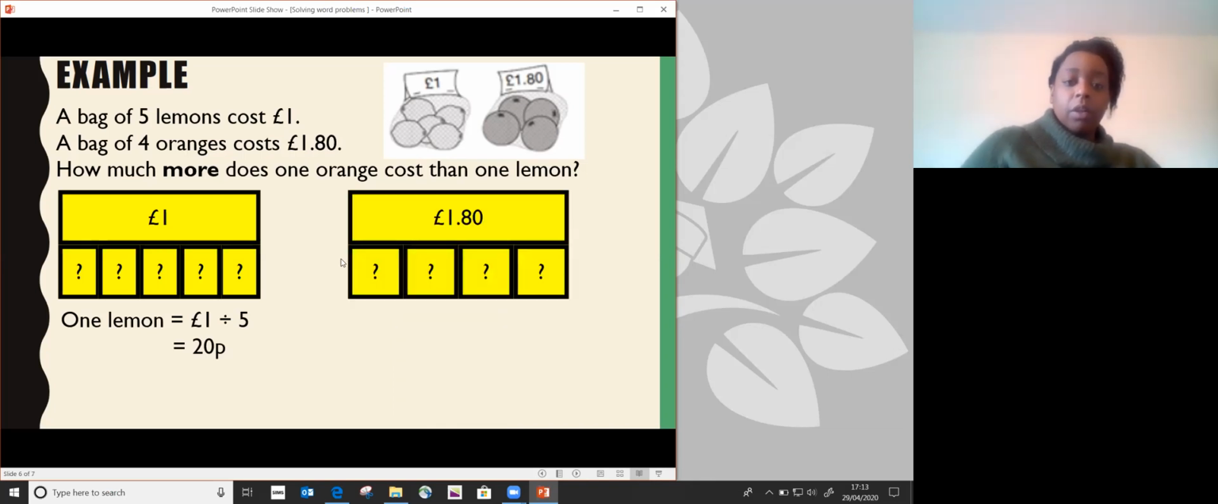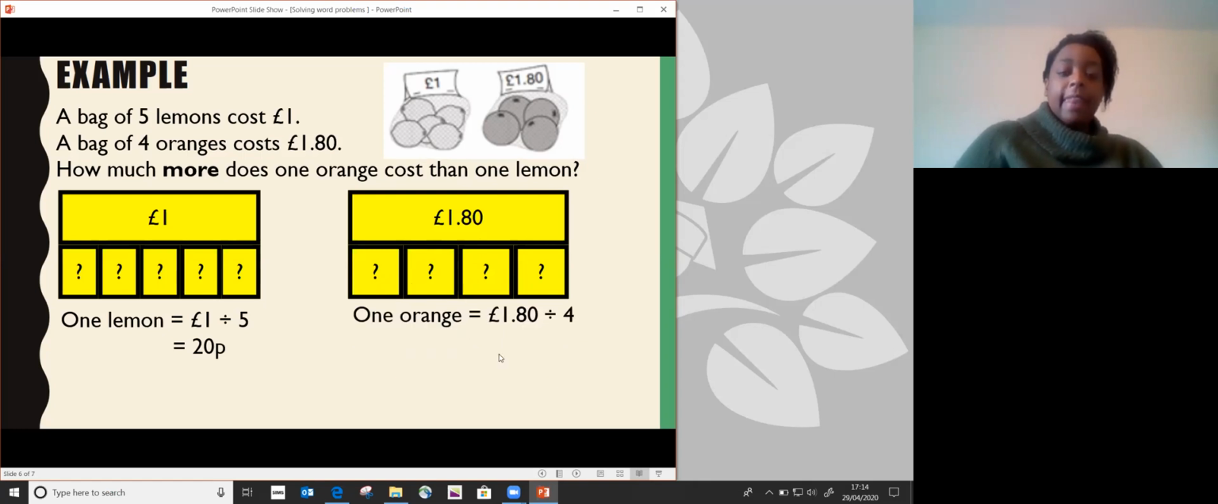So we've got our bar model representing our bag of oranges. So we've got £1.80, and this time we've got 4 oranges. So again, we need to do division to work out each part. So £1.80 divided by 4 this time, and that's going to get us an answer of 45p.